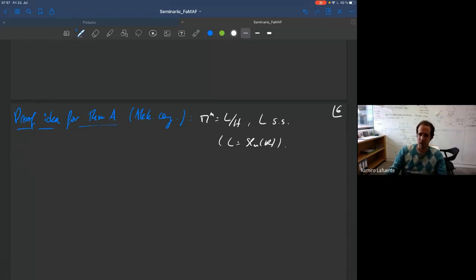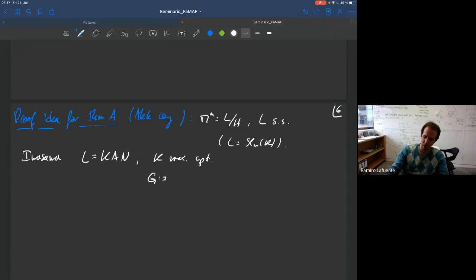Now, to apply theorem B, we consider an Iwasawa decomposition for L. I'm going to assume L is a linear semisimple group, so that K here is a maximal compact subgroup and G is a solvable, simply connected solvable subgroup, and they do not intersect. Now, assume L mod H has an L invariant Einstein metric.